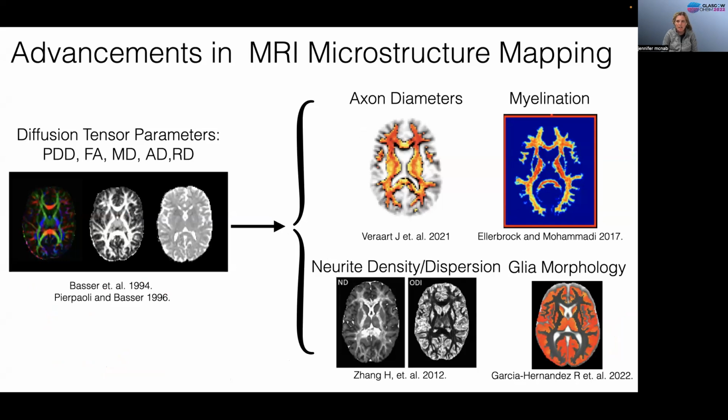active area of research. Instead of mapping non-specific diffusion tensor parameters, there is a strong focus on developing ways to access highly specific and biologically relevant features, such as axon diameters, myelination, neurite density and dispersion, and even a recent paper aimed at capturing some sensitivity to changes in glial morphology.